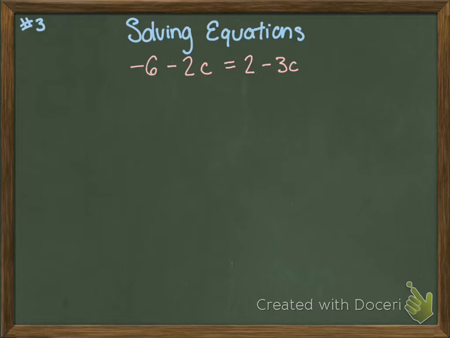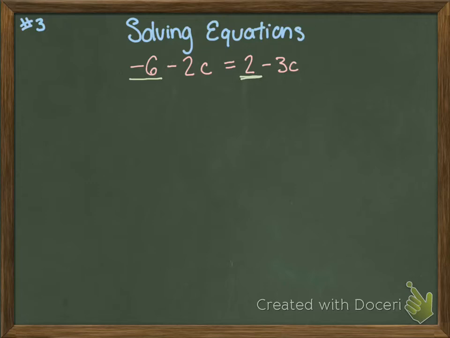Right now we have another example. We have negative 6 minus 2c equals 2 minus 3c. So this one we need to first identify our terms. So see what is alike. We have negative 6, and the only other constant in this entire equation is this positive 2 on the other side of the equal sign.